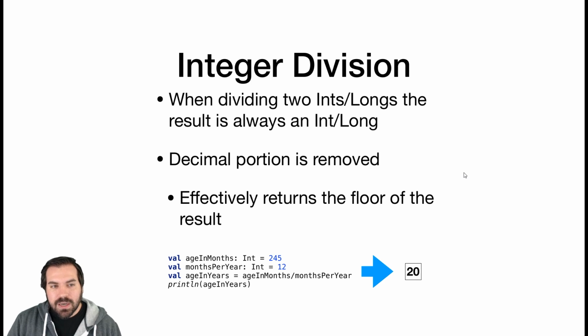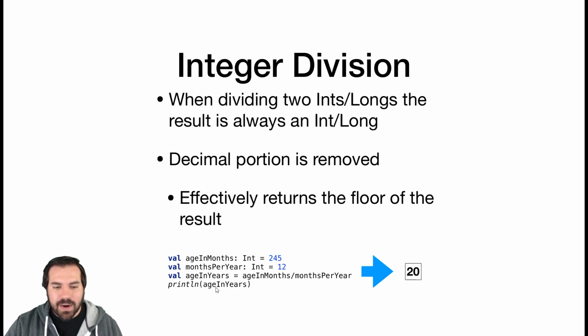Ints and longs are both subject to integer division. If you divide 2 ints or 2 longs or a mix thereof, you're going to get a result that is an integer or a long. So if I have 2 ints and I divide them, the result will always be an int. So if I don't specify my type here, Scala is going to infer that that's an int because this division is going to return an int.